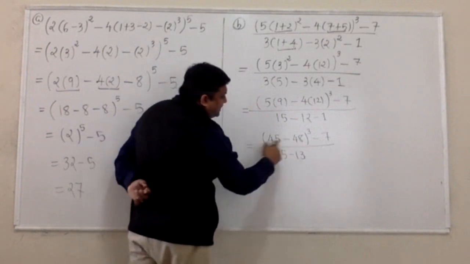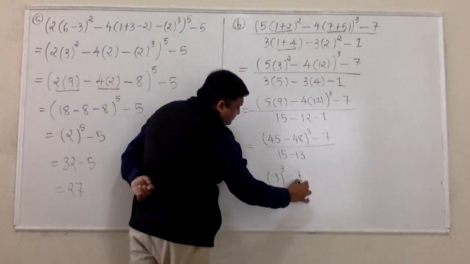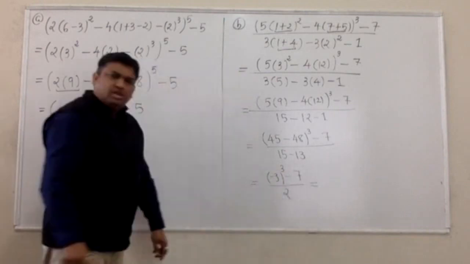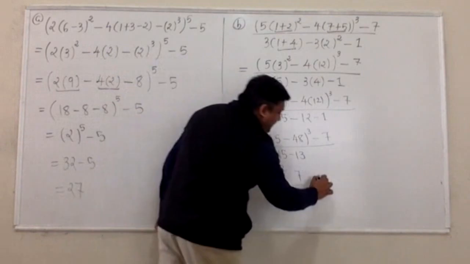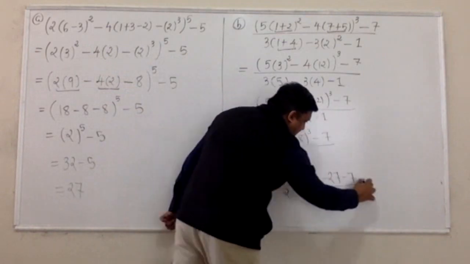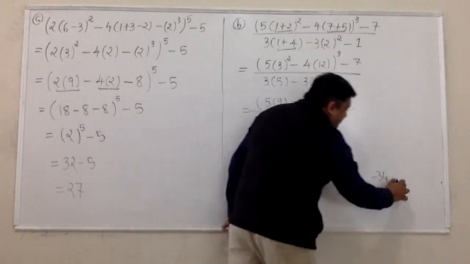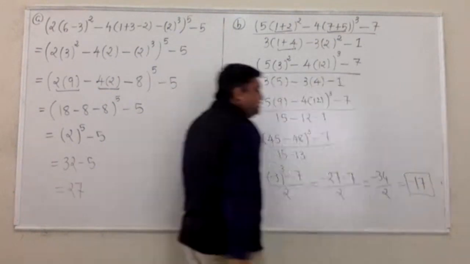All right, so 45 minus 48 is negative 3. And then 15 minus 13 is 2. Negative 3 cube is negative 27. If you simplify, you get negative 34 divided by 2, and you end up getting negative 17.